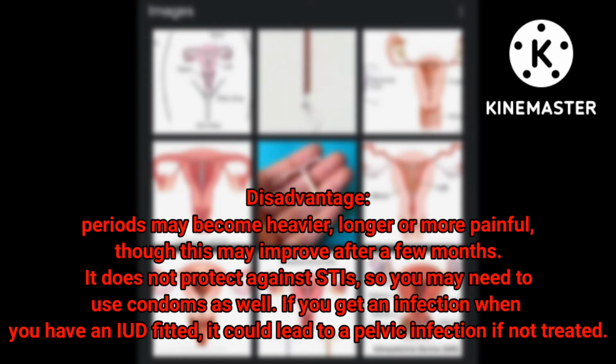Disadvantage. Periods may become heavier, longer, or more painful, though this may improve after a few months. It does not protect against STIs, so you may need to use a condom as well. If you get an infection when you have an IUD fitted, it could lead to a pelvic infection if not treated.